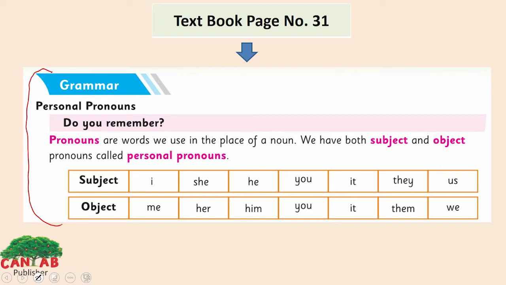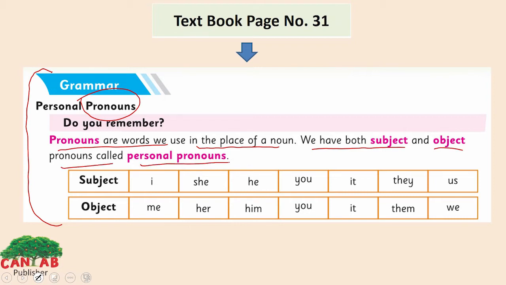What are personal pronouns? We will first understand it and learn its concepts. What are pronouns? Pronouns are those parts of speech which replace the noun. A noun is the name of a person, place, thing or idea. Pronouns are words we use in place of a noun. We have both subject and object pronouns, called personal pronouns.